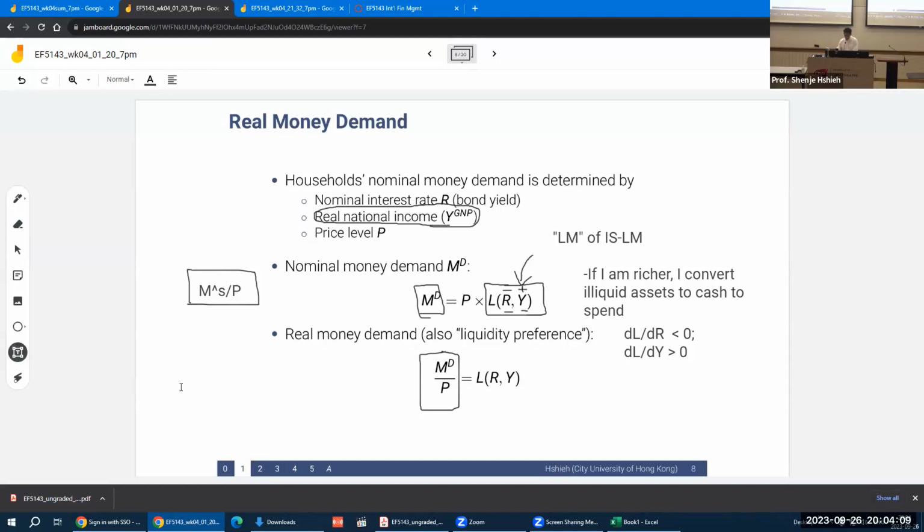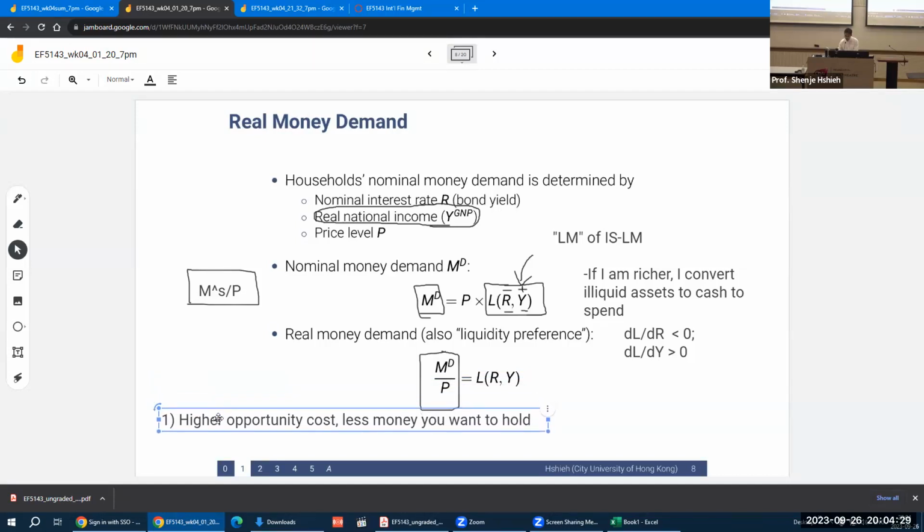So I'll summarize that here. Takeaway 1: higher opportunity costs, less money. Number 2 is higher income means you can consume more today, and so you increase money holding.